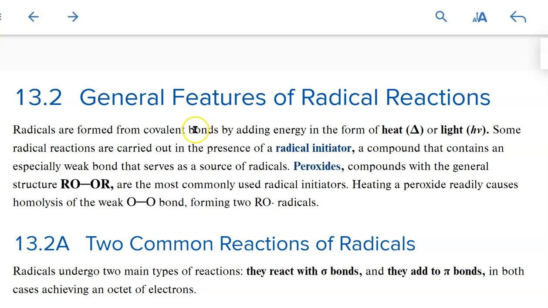General features of radical reactions: they form from covalent bonds by adding energy in the form of either heat or light. You can symbolize the heat with a delta above the reaction arrow, or you can put h nu.